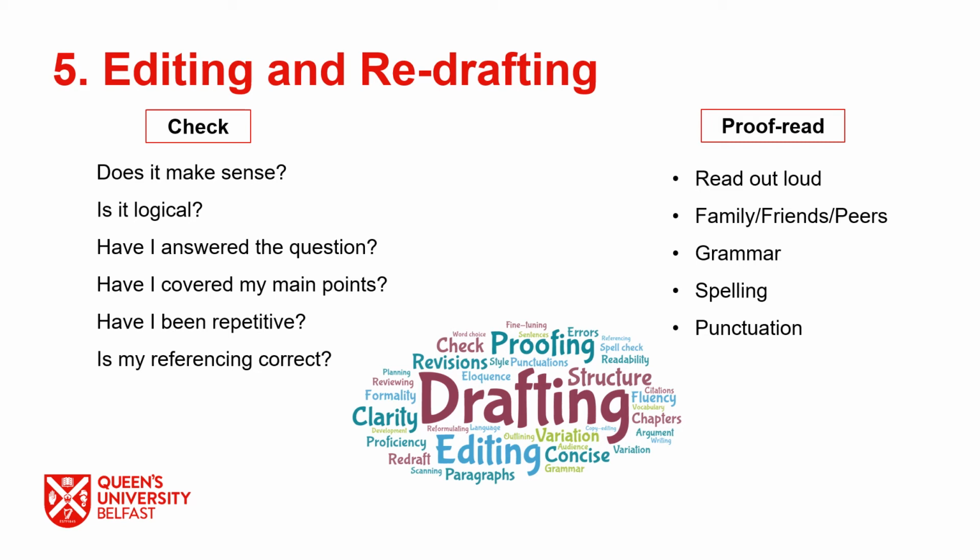One way of doing it yourself is to read it out loud, and this will mean that you stumble over any issues, any places where the sentences don't quite merge, where the syntax is a little off. You can ask family, friends, peers to proofread it for you, perhaps not so much for the subject-specific content, but for the flow. You might also want to check finally for grammar, for spelling, and for punctuation as well.